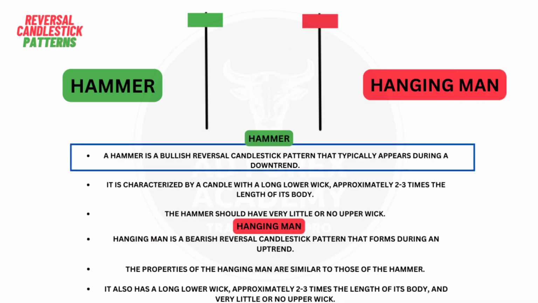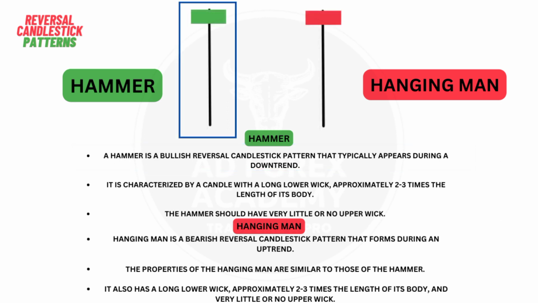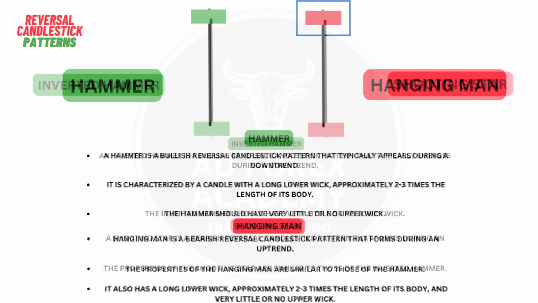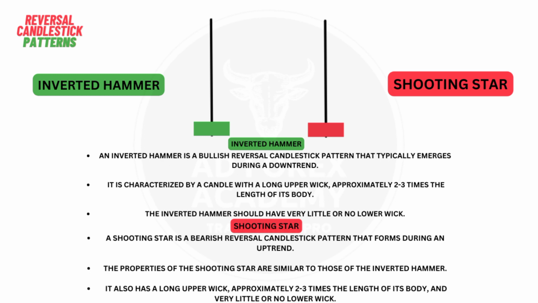Hammer represents a bullish reversal candle pattern that appears during a downtrend, typically at support. When you spot a hammer at support, it's an indication that buyers are becoming more active, suggesting a potential uptrend. Conversely, when we see a hanging man in an uptrend, it represents a bearish reversal, implying a potential shift to a downtrend. While the properties of hammer and hanging man are similar, the crucial distinction lies in the context of their appearance. We have the inverted hammer and shooting star patterns.